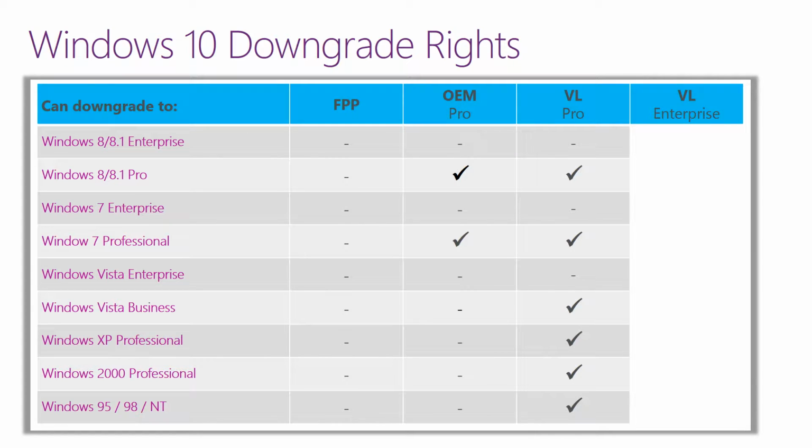And here we can see if a customer has a license for Windows 10 Pro, then they can install the equivalent edition to the Pro edition all the way back to Windows 95. And for customers with the Enterprise edition, well, that gives rights to all of the editions that you see here.